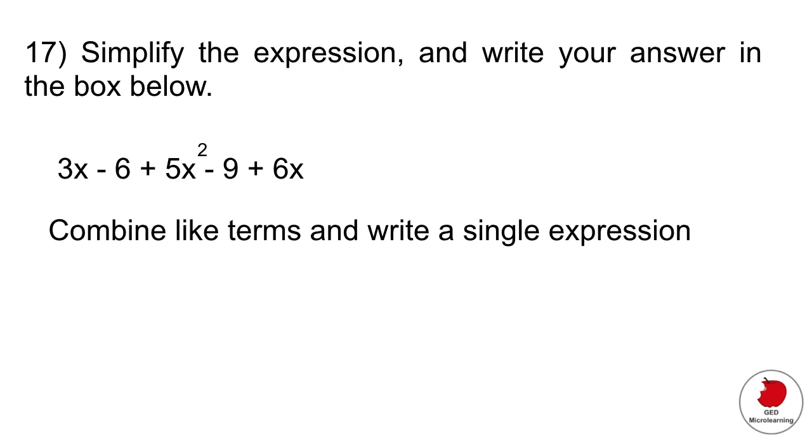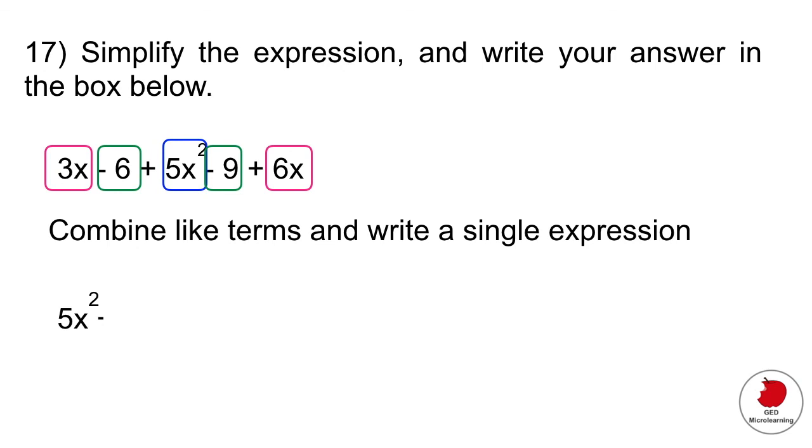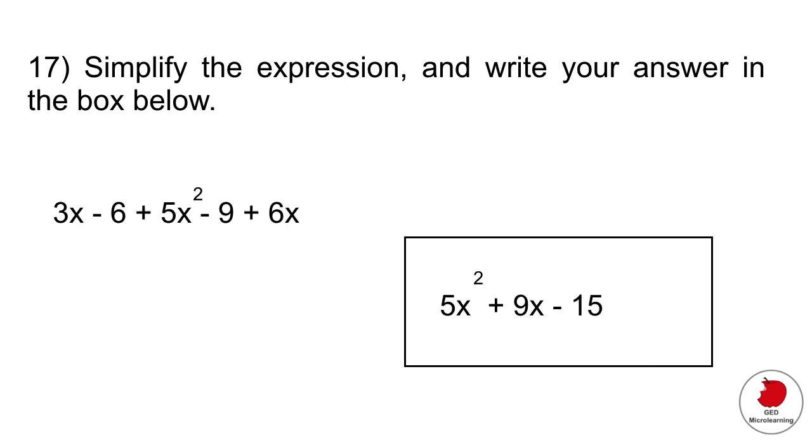expression. Okay, so by like terms we mean that all those numbers that have an x squared have to be added together, all those numbers that have an x next to them have to be added together, and then all the whole numbers have to be added together. Okay, so we have x squared, 5x squared, and then we have plus 3x plus 6x, which would give us positive 9x, and then we have negative 6 plus negative 9, which would give us minus 15. All right, and that's all there is to this question.